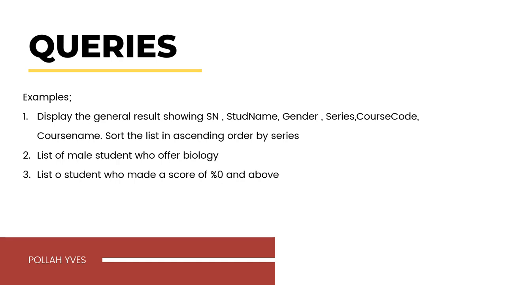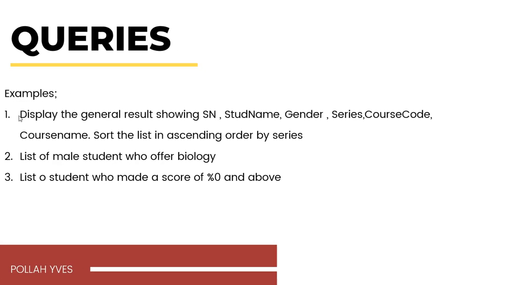In this tutorial, these are some queries, some requests that I've prepared, based on the tables you created in the previous video. The first one is: display the general result showing SN, student name, gender, series, course code, course name. Remember that our database has 3 tables, and we are trying to display some data from all 3 tables.